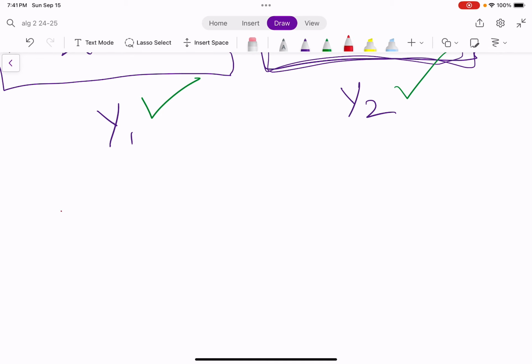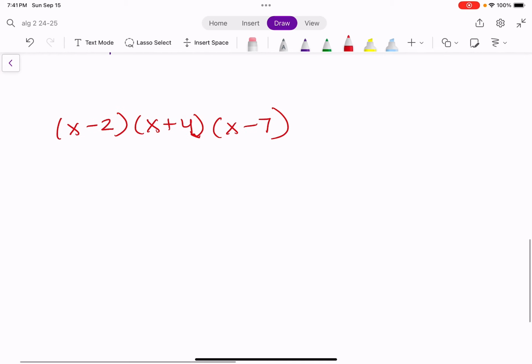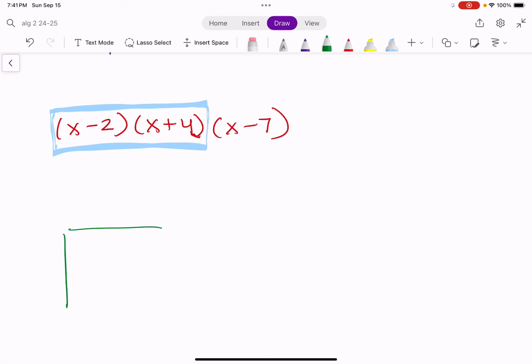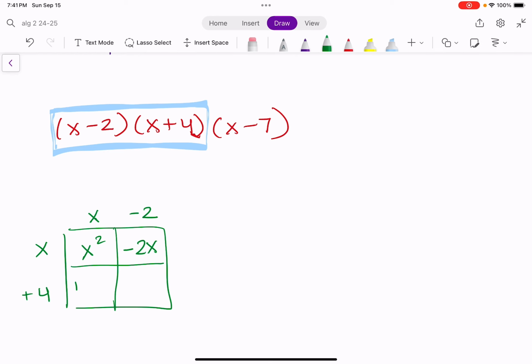So let's say I have x minus 2, x plus 4, x minus 7, okay? And so now we're multiplying 3 binomials. What we're going to do is we're going to first focus on the first 2 binomials, okay? So I am going to first multiply these using the box method. So I'm going to get x squared minus 2x, 4x minus 8. Here's a trick, y'all. These are always going to be like terms. So I'm going to get x squared. I'm going to write it up here. X squared. 4x minus 2x is positive 2x minus 8.